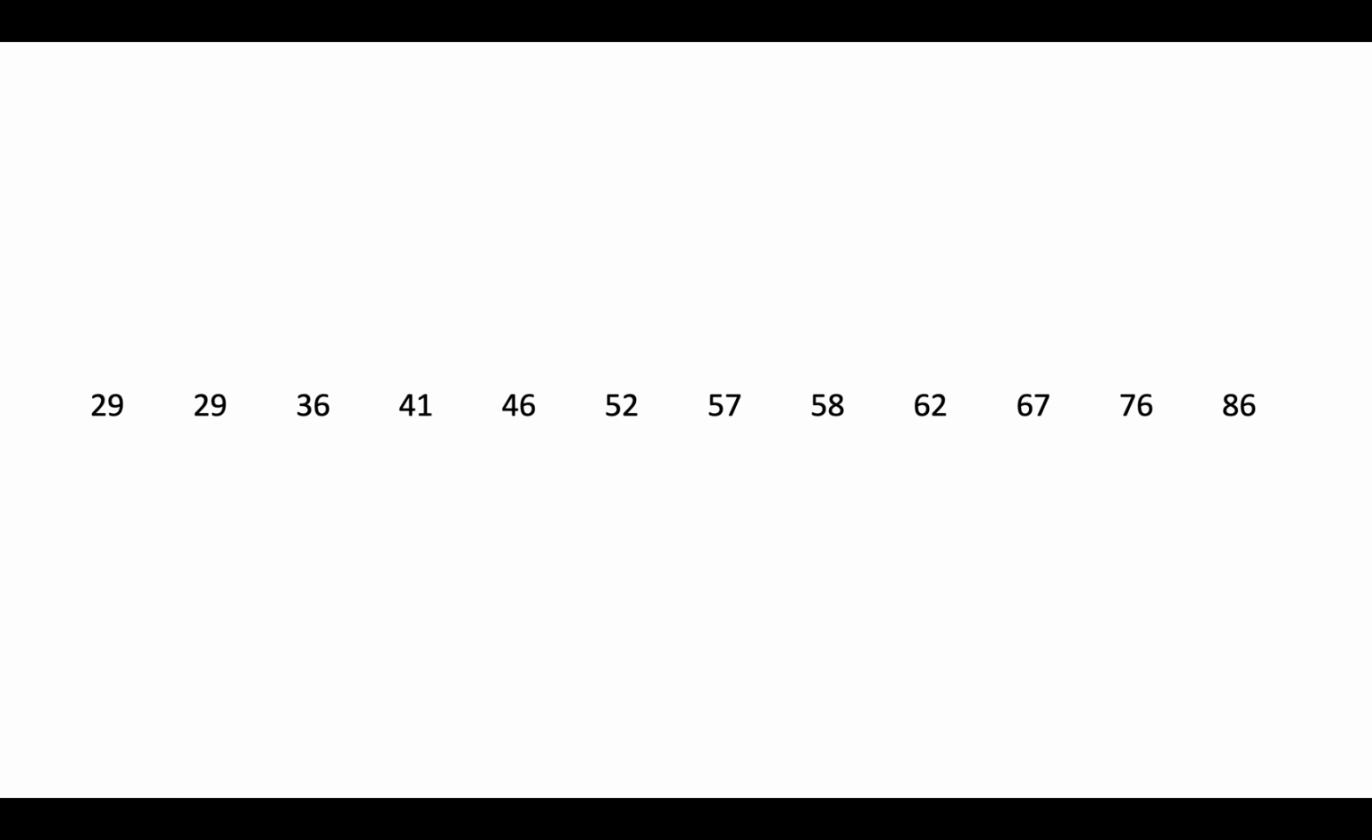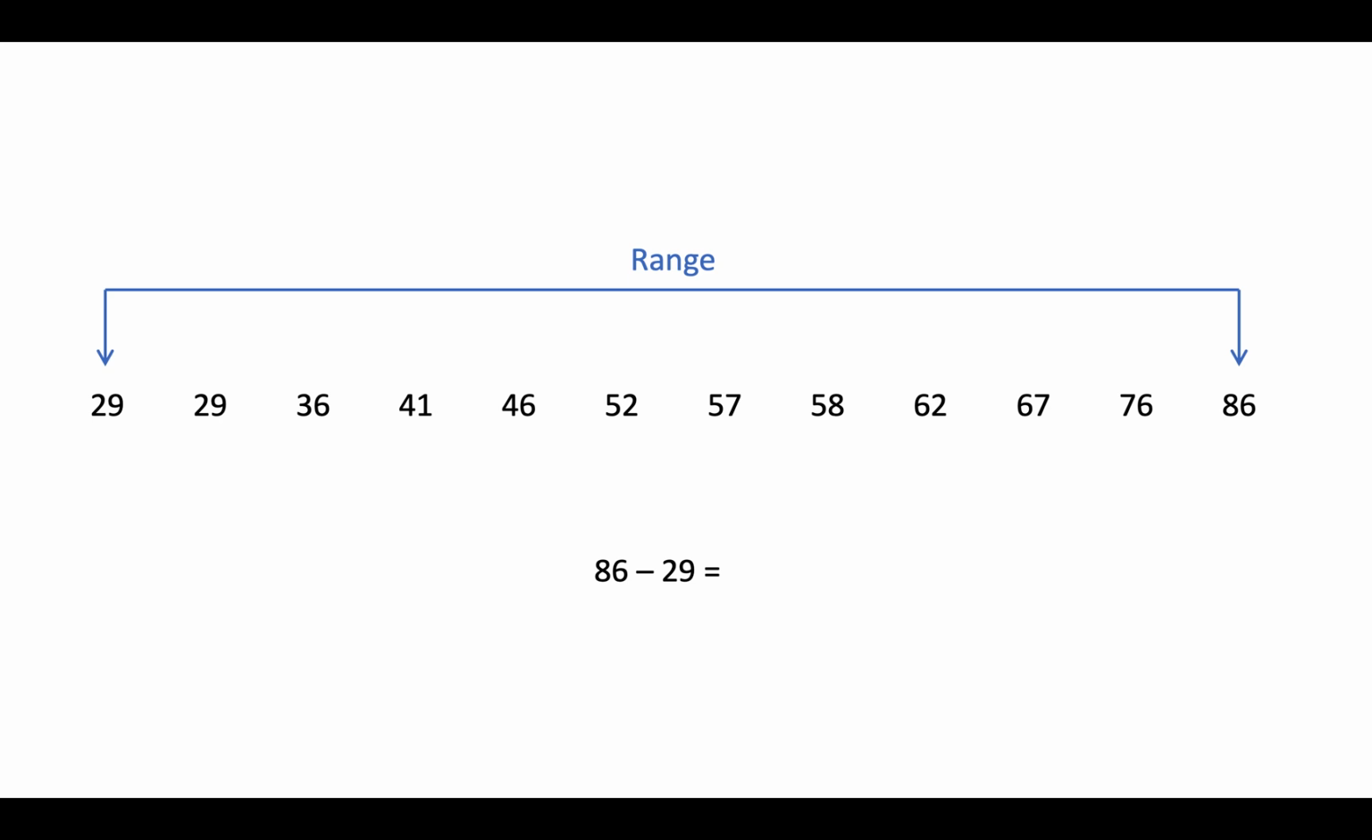If we lined up in order all of the ages of the patients within a study at their time of diagnosis, like this, we would then find the highest and lowest ages in the dataset. And then we would subtract the lowest from the highest. In this example, the range is 86 minus 29, which is 57.